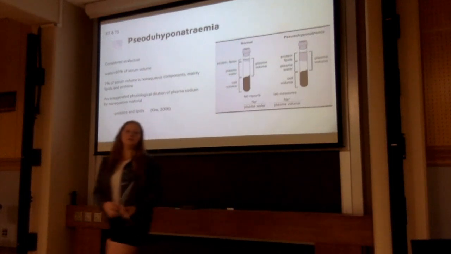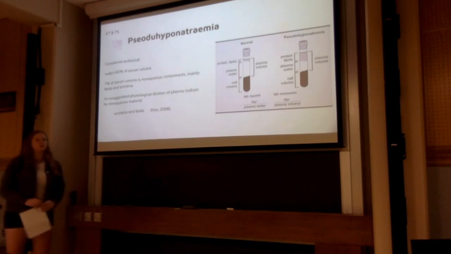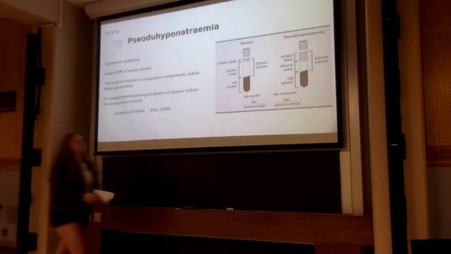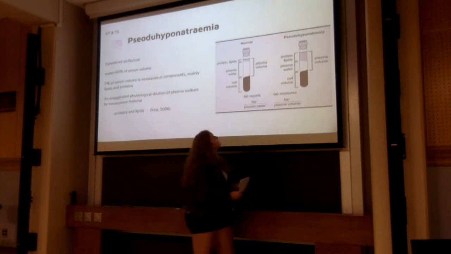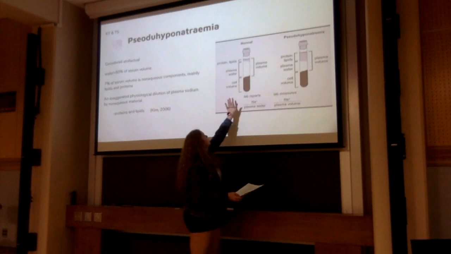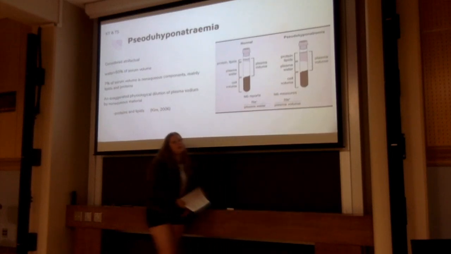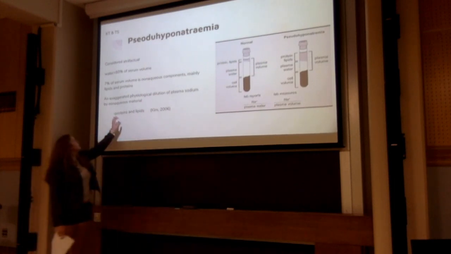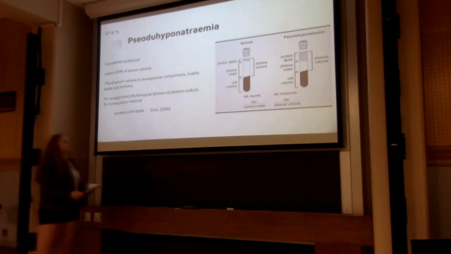So pseudohyponatremia is classified as artificial hyponatremia, and water is equal to 93% of the serum volume, whereas 7% of the serum volume is non-aqueous components, mainly lipids and proteins. And what occurs here is that there's an increase in proteins and lipids, as you can see right here, compared to the normal, where it takes up more of the plasma volume, which just decreases plasma volume in total together. And this was found in this article, an exaggeration physiological dilution of plasma sodium by non-aqueous materials.